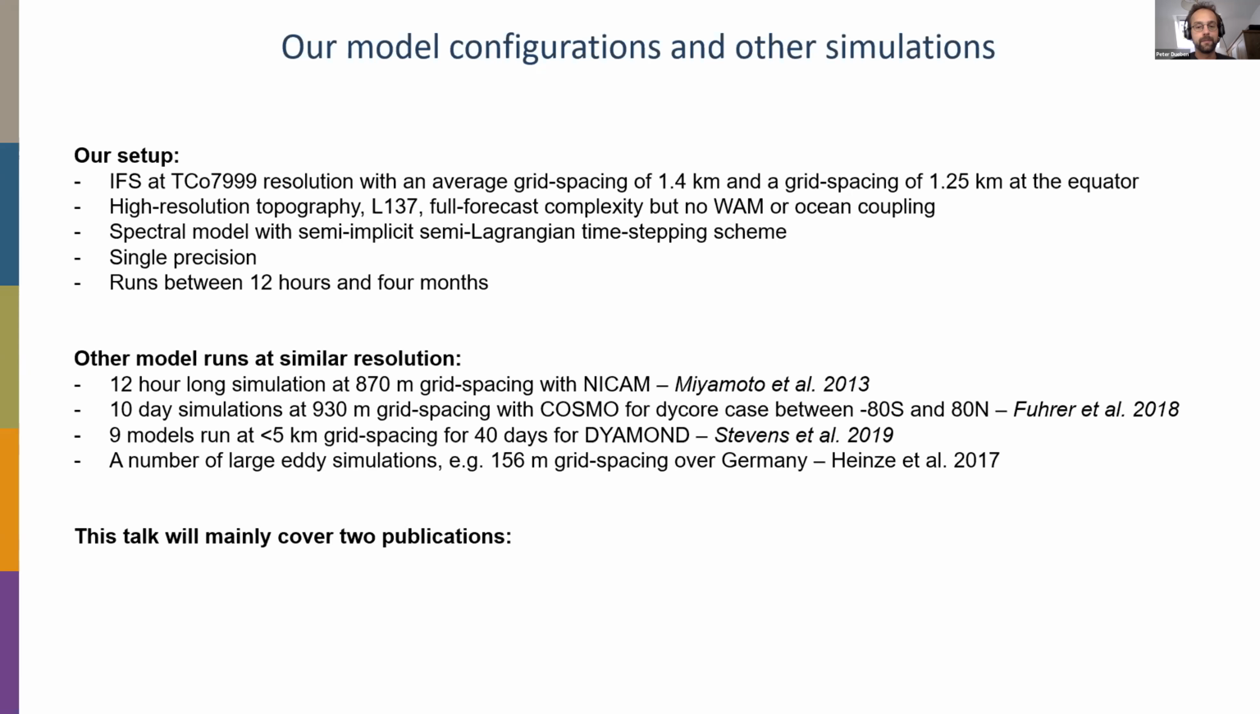And then there's also recently the DYAMOND model intercomparison led by Björn Stevens and Masaki Satoh, where they collected the results of 9 different models running simulations of the global atmosphere with a grid spacing of less than 5 kilometers for 40 days, and looked into the similarities and the differences between the simulations. And finally, obviously, there are a number of large eddy simulations where you're focusing on a local area where you can go to much higher resolution, for example, 156 meters grid spacing over Germany in the HD(CP)2 simulations.